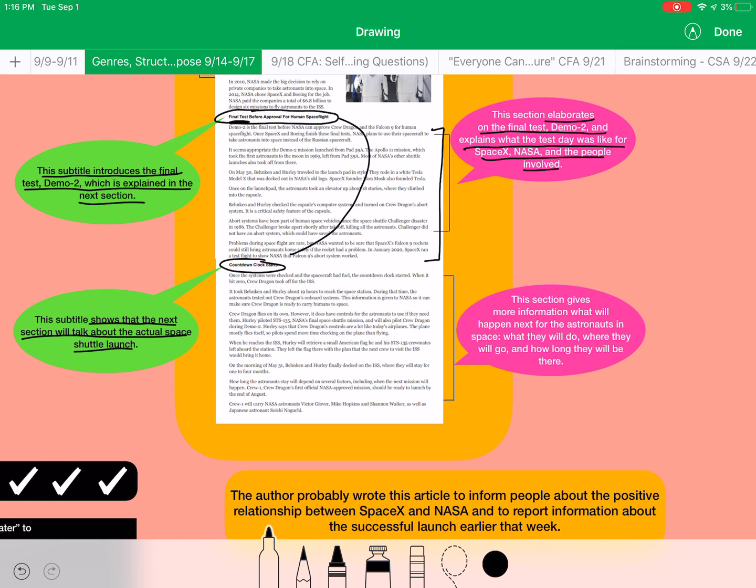And finally, how does this section help the reader? It helps the reader because it gives more information about what will happen next for the astronauts in space, what they will do, where they will go, and how long they will be there.